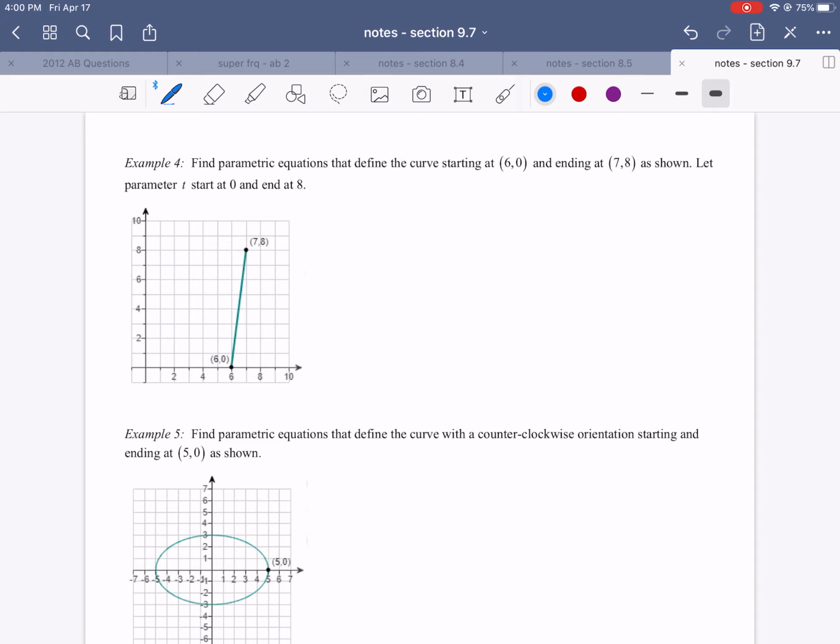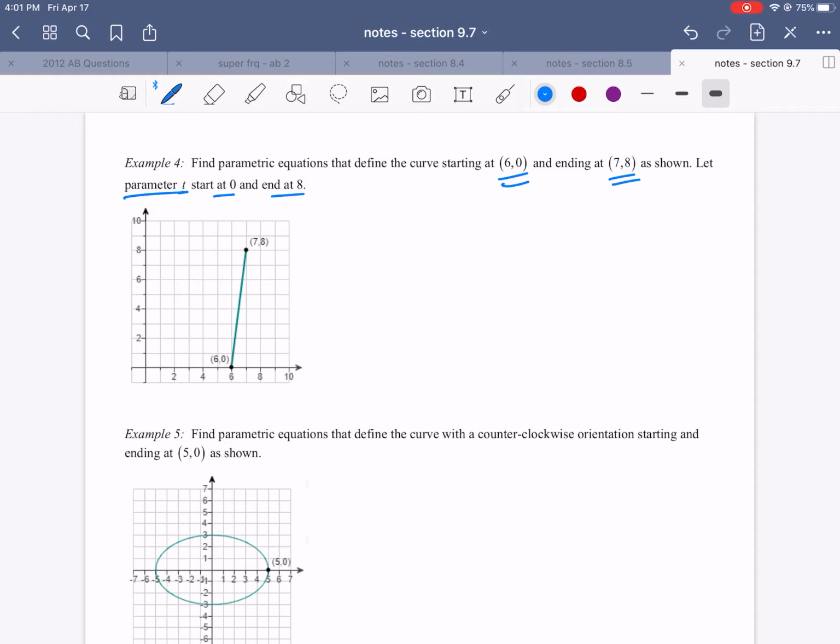Okay, example 4. We're going to be given the graph of a parametric equation, and then we're going to be asked to find the parametric equations that represent that particular graph. So it says that our curve starts at (6, 0). It ends at the point (7, 8), and we want the parameter t to start at 0 and end at 8. Well, look at this picture for me and ask yourself, what else other than t starts at 0 and stops at 8?